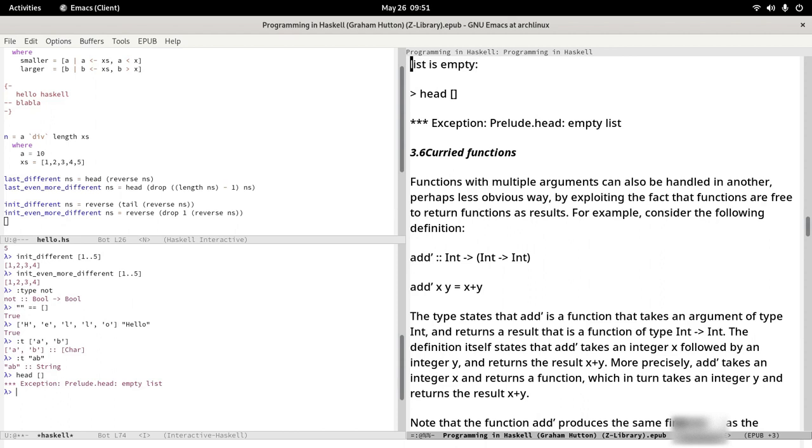Exception. Curried functions. Functions with multiple arguments can also be handled in another, perhaps less obvious way, by exploiting the fact that functions are free to return functions as results. For example, consider the following definition. add' :: Int -> (Int -> Int). add' x y = x + y.